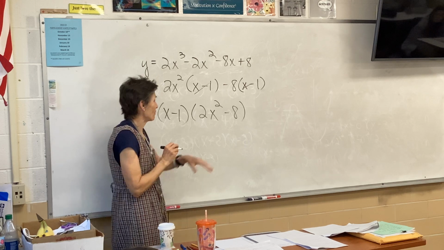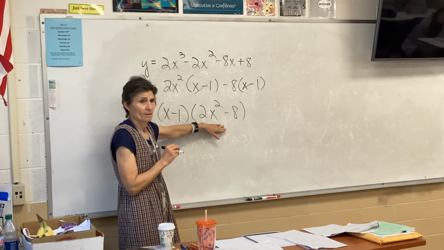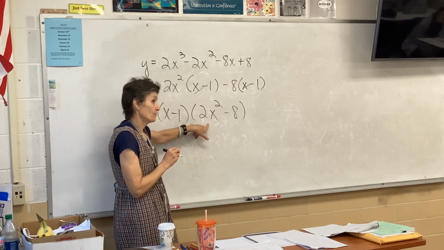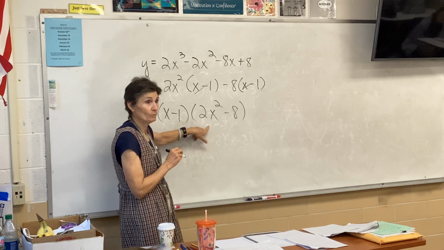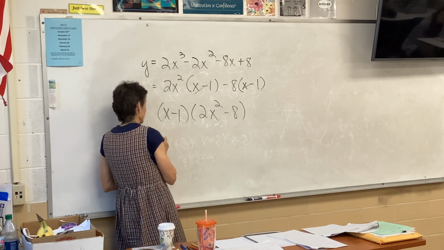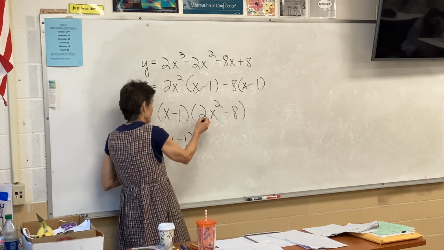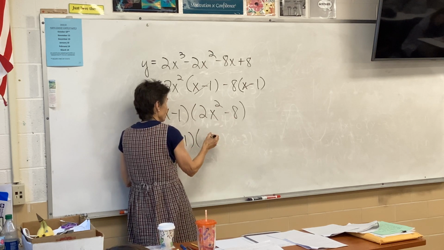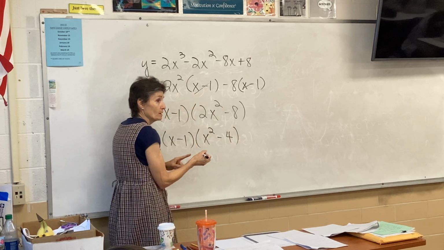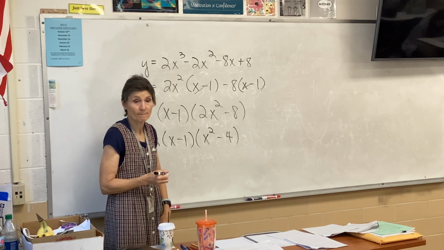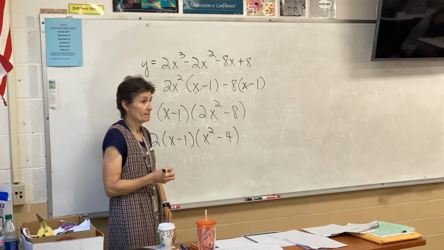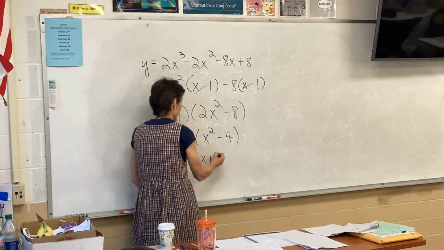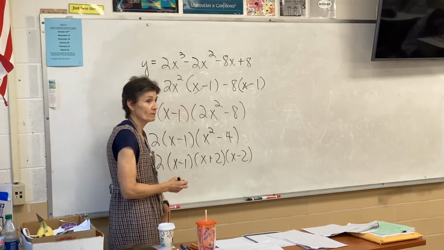Now, what do you notice about that last parentheses there? Well, it's got a squared in it, but what about this? We can take out a 2. And my numbers, I'm used to seeing them out in front, so I'm going to pull that 2 clear out here. And if I take that 2 out, what's left? x squared minus 4. And what's special about x squared minus 4? It's the difference of squares. So we have 2, then x minus 1, then x plus 2, x minus 2, the difference of squares.